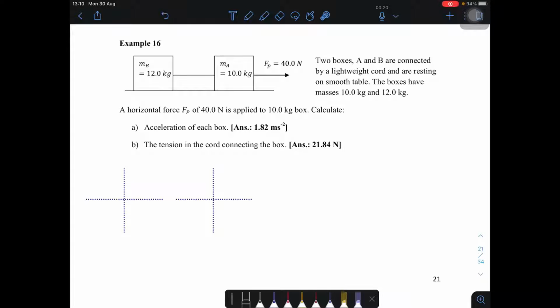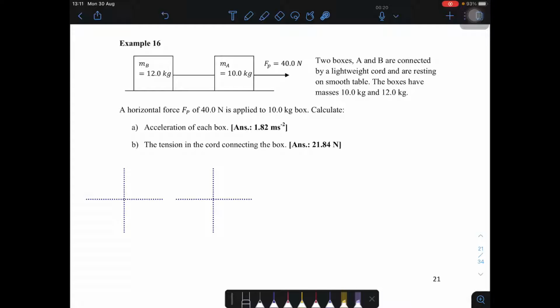Okay, the next example is example 16. Two boxes A and B are connected by a lightweight cord and are resting on a smooth table. The boxes have masses of 10 kg and 12 kg. A horizontal force Fp of 40 Newton is applied to the 10 kg box. Calculate the acceleration of each box and the tension in the cord connecting the boxes.